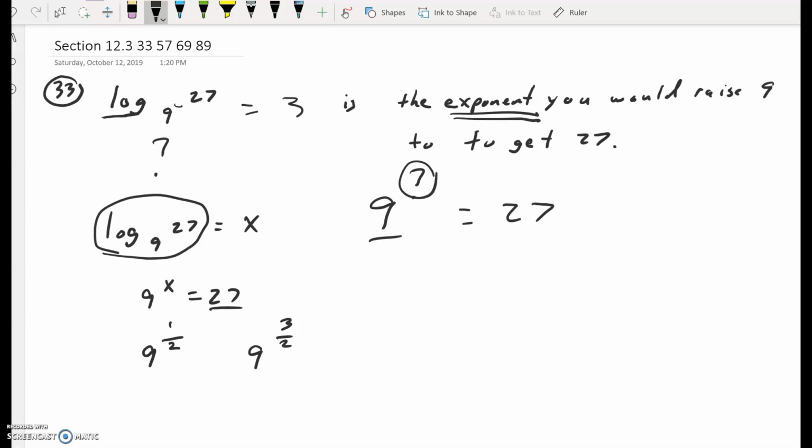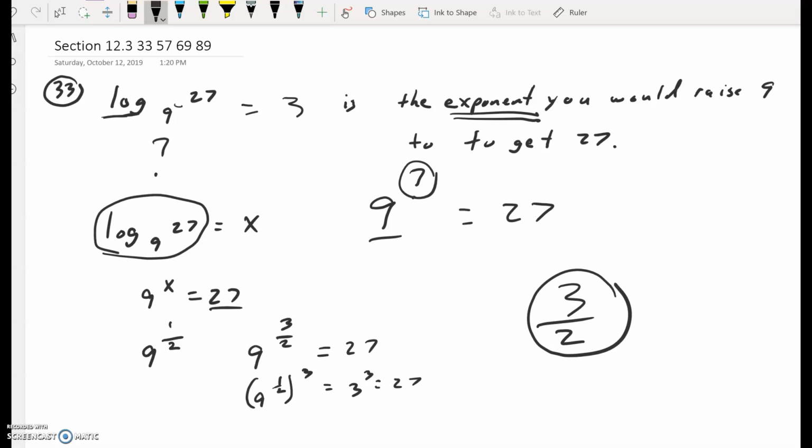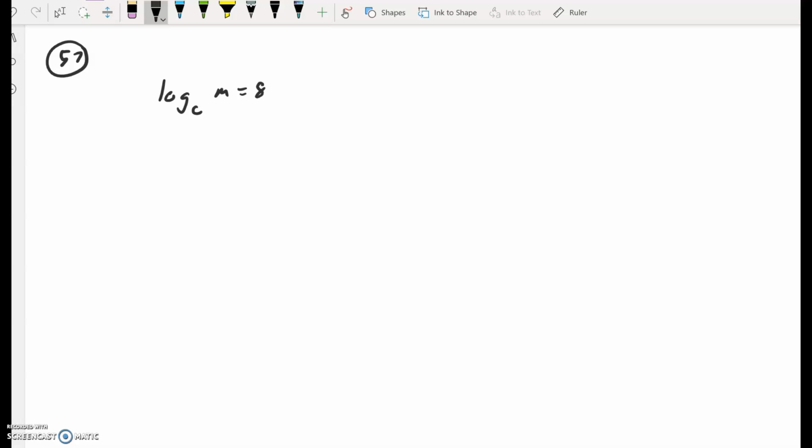Let's take a look at this and see if it makes any sense. Is 9 to the 3/2 power equal to 27? Well, yeah, because we do the square root first, and then take the third power. The square root of 9 is 3. 3 to the third power. 3 times 3 times 3 is 27. So this is 3/2.